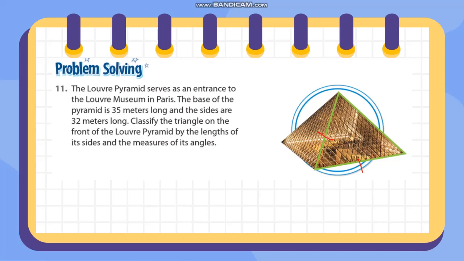So as you can see, the base of the pyramid is 35 meters, and the sides are 32 meters long. It means this is 35 and these two sides are 32 and another 32. So as you can see, two sides are equal. If two sides are equal, what kind of triangle is that? It is an isosceles triangle. So by its side, that is isosceles, and by its angle, that is acute. So the answer is isosceles acute triangle.